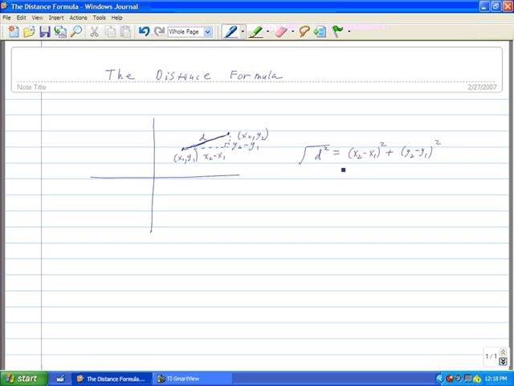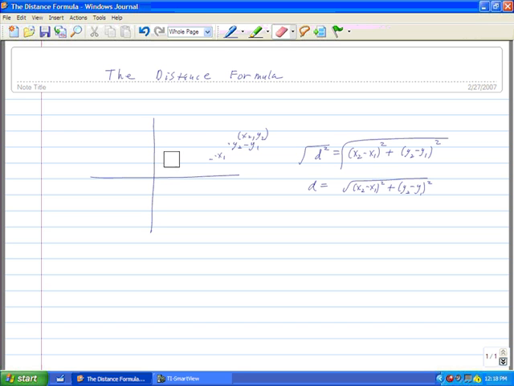Now, taking the square root of both sides, we find the distance formula is the square root of x2 minus x1 quantity squared plus y2 minus y1 quantity squared. And that is a formula that you'll need to memorize and therefore use correctly.